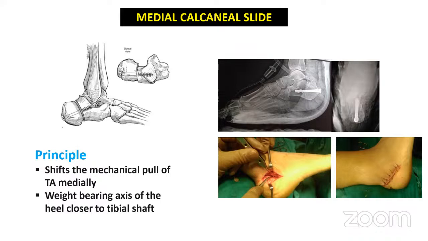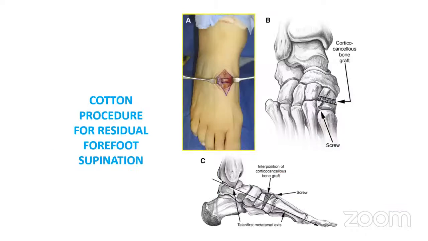In this, what we are doing actually is shifting the mechanical pull of the tendo-Achilles medially, and this is going to bring the heel closer to the tibial shaft, and we are going to achieve a stable hindfoot and correct the adult flat foot.